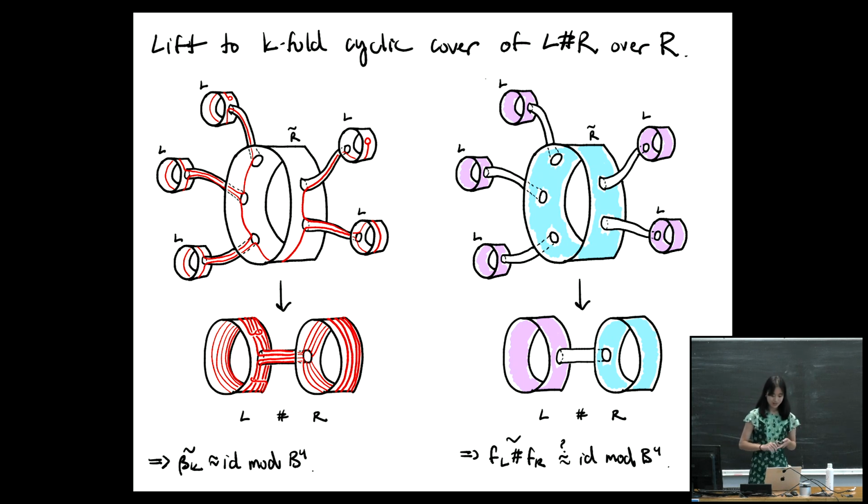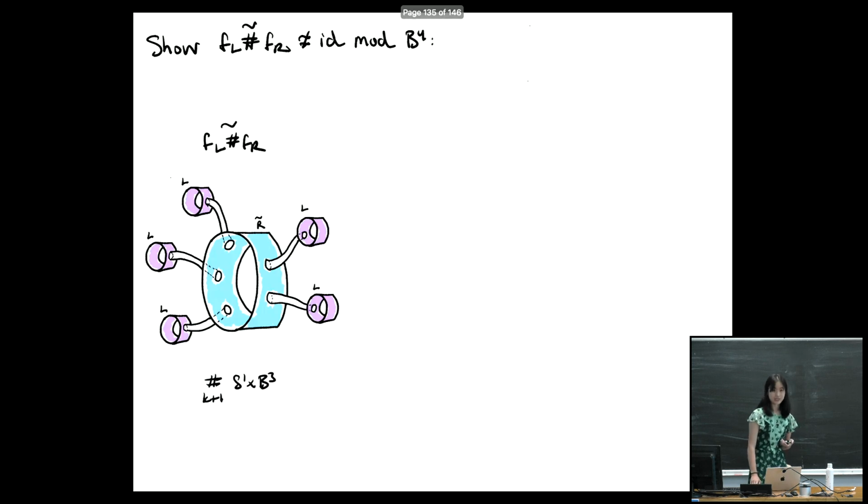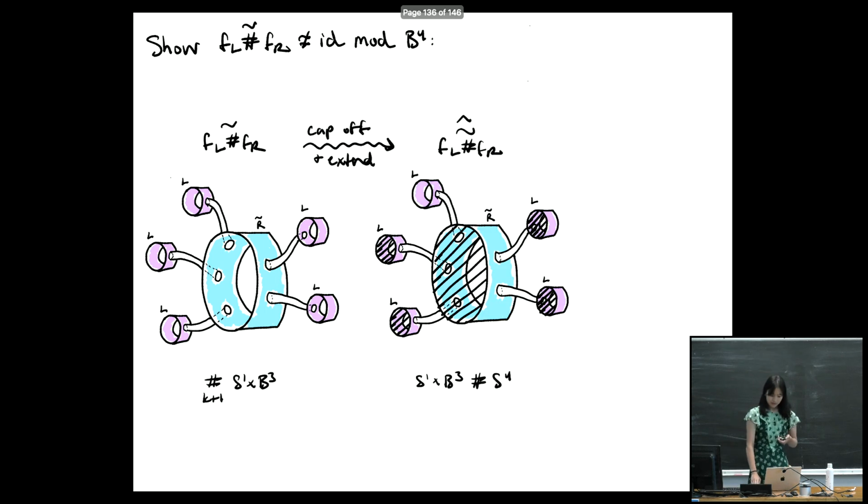To do that, we can just play the same game as we did. This is some connect sum of S1 cross B3s, so we can cap off all but one of them with D2 cross S2. Let's cap off R tilde and then 4 copies of L. We extend our diffeomorphism by the identity, and now we get a diffeomorphism of S1 cross B3 connect sum S4. All this junk, this blue stuff and these 4 purple things, are contained inside of a B4, now in an S1 cross B3.